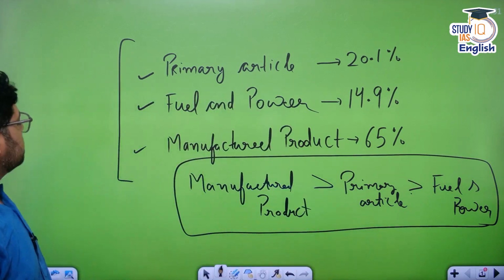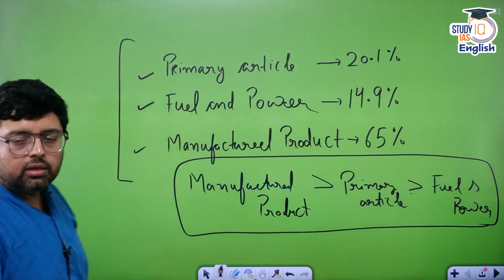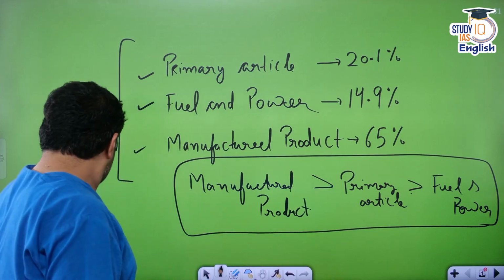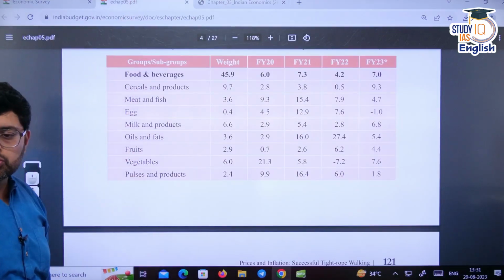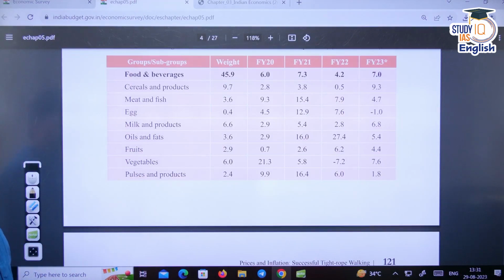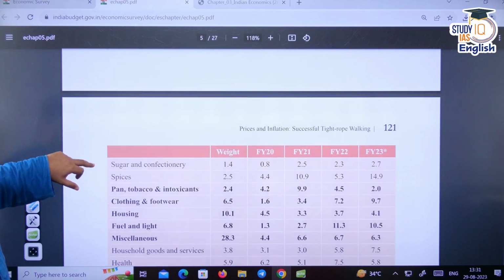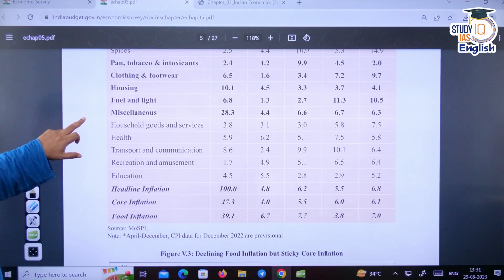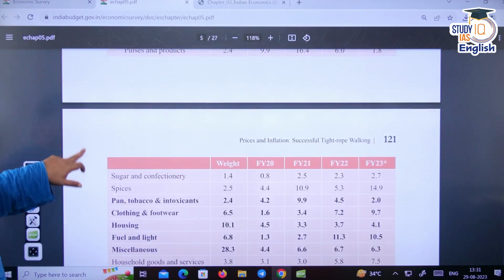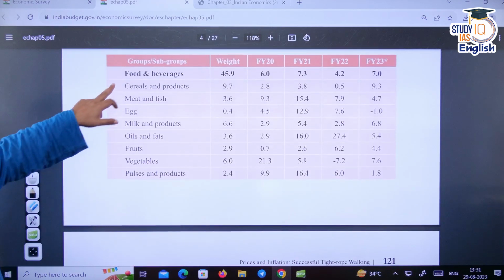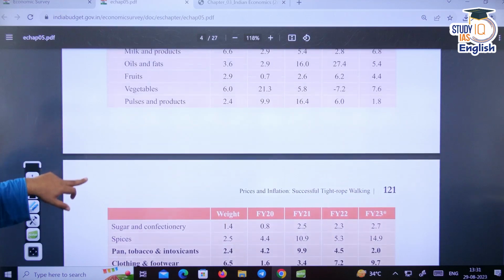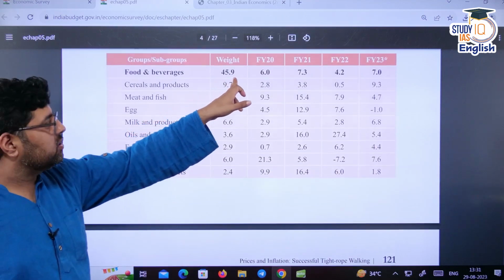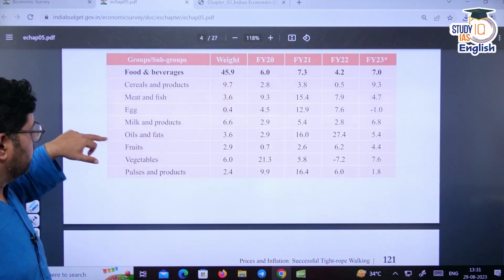Now just like your WPI, we have CPI also. So I'll just open the economic survey for you. In the economic survey you will see that in CPI there are some items, six groups. One is food and beverages. Within food and beverages there are some items, and ultimately food and beverages has been given a weightage of 45.9%.